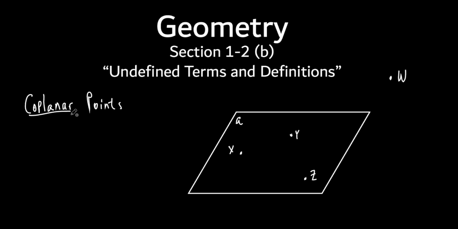All the points, they're on the same plane. Exactly right. So which points are on the same plane? X, Y, and Z. So if it said, list the coplanar points in plane A, you would just say X, comma, Y, comma, Z. Everybody understand that? Yes, sir.